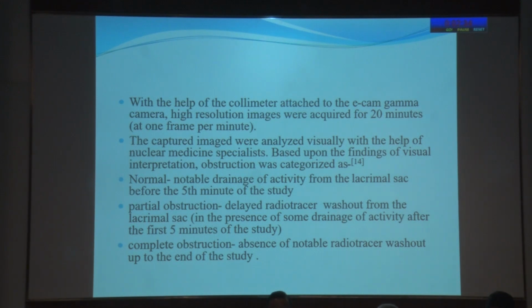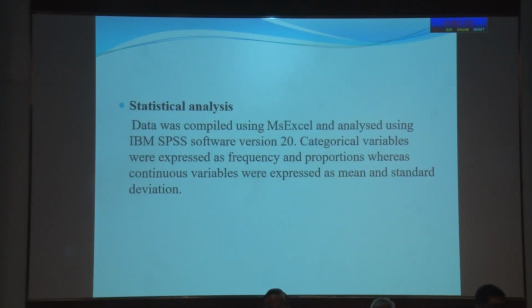And then, based upon the interpretation of the images, the obstructions were categorized as normal, that is notable drainage of activity from the lacrimal sac before the 5th minute of the study. Partial obstruction was delayed radiotracer washout from the sac. Complete obstruction was absence of notable radiotracer washout up to the end of the study. This data was analyzed with the help of MS Excel and IBM SPSS software, version 20. Categorical variables were expressed as frequency and proportions, whereas continuous variables were expressed as mean and standard deviation.